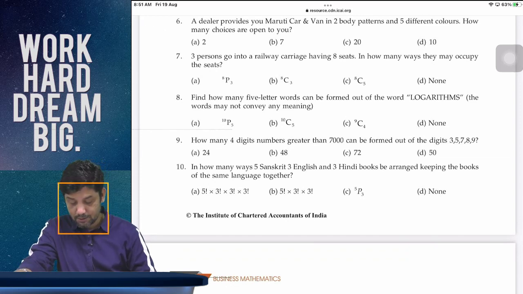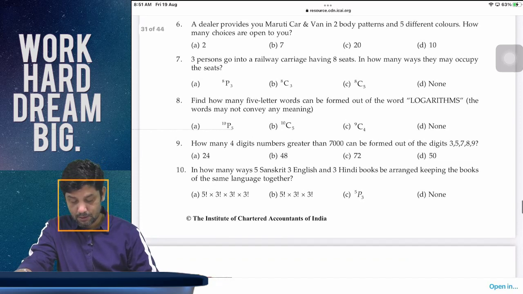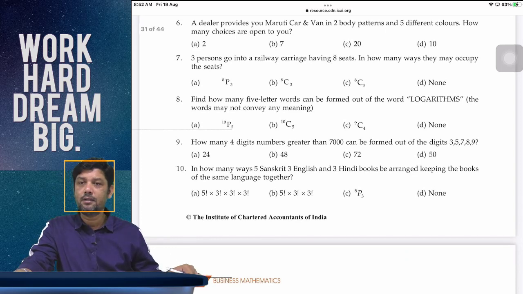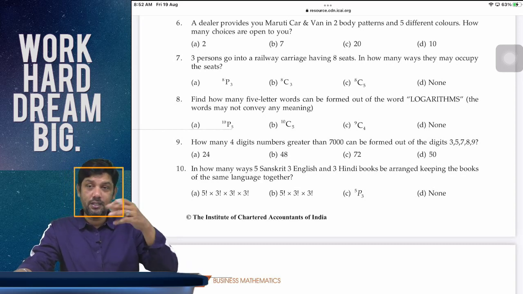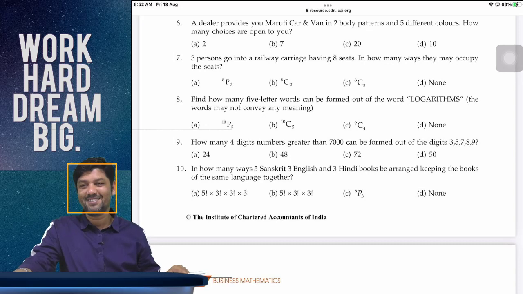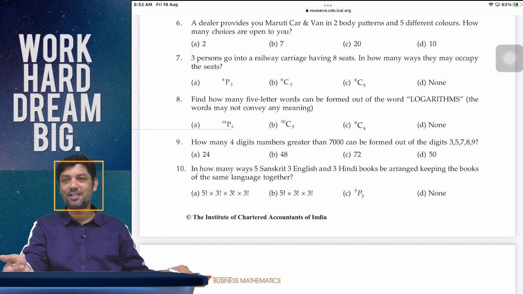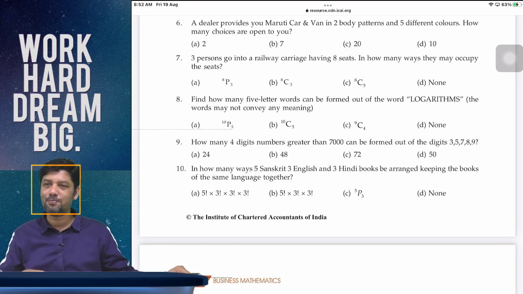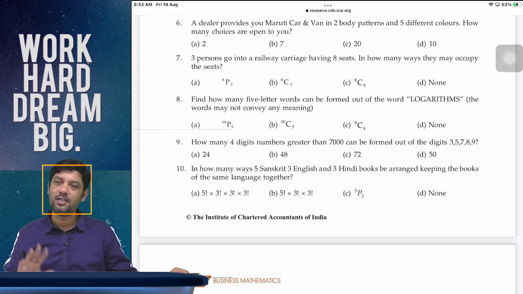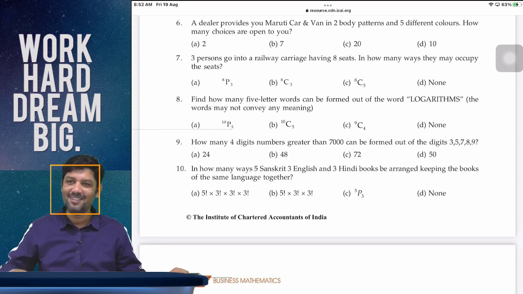Why 9p3? Why 9p5? Repetition means... No, that pattern is different. Selection comes. We have got that type of sum also. Very lengthy sum. So I always tell my students, remember the answer. Why waste time unnecessarily?